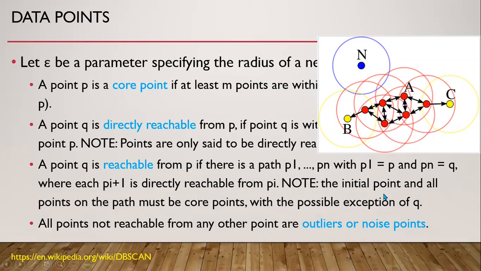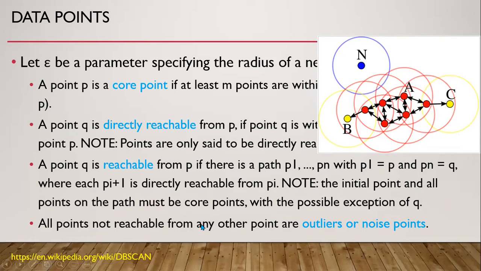Note that the initial point and all points on the path must be core points, with the possible exception of the last point. So if this is our Q point and this A is our P point, then this B, that is Q point, is reachable from point A. And it is noteworthy that all the intermediate points are core points except for the possible exception of the last point.